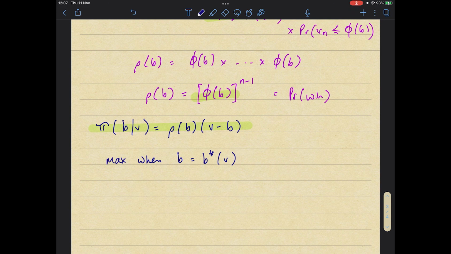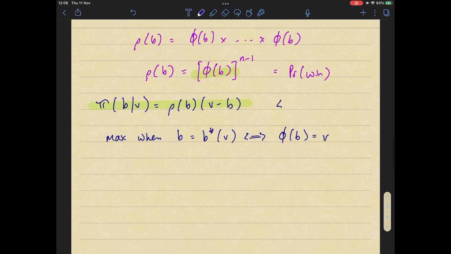It turns out it's useful to rephrase this. This is equivalent to saying that phi of B is equal to v. That's exactly the same. What's the value of somebody who bids B? In equilibrium, it is equal to v. So if I maximize this, I know that this expected payoff is maximized when this is true.